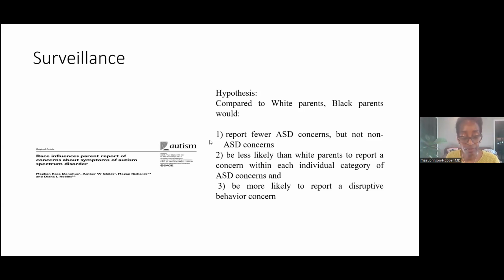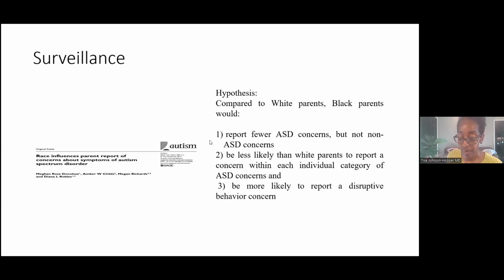In this study, entitled Race Influence Parent Report of Concerns About Symptoms of Autism Spectrum Disorder by Donahue et al., the authors offered insight into the late diagnosis for Black children by examining whether concerns that parents communicated to health providers about the child's development prior to their diagnosis differed as a function of race.